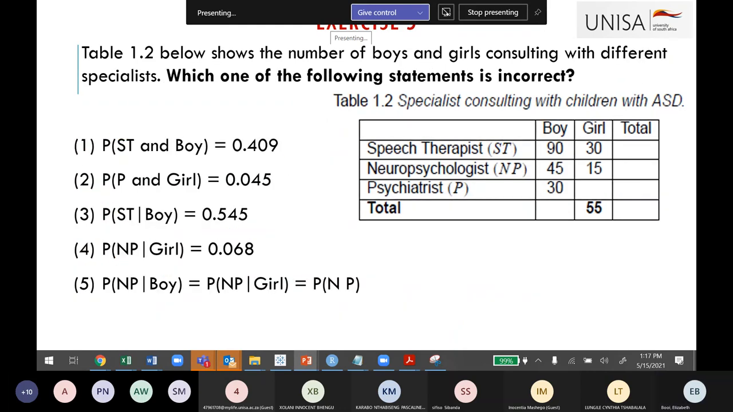Next, which one of the following statements is incorrect? So you need to do the probability of speech therapy and a boy, because the joint probability is just X over N.